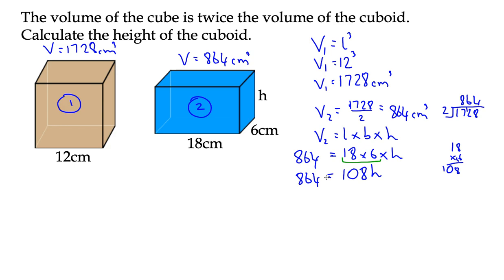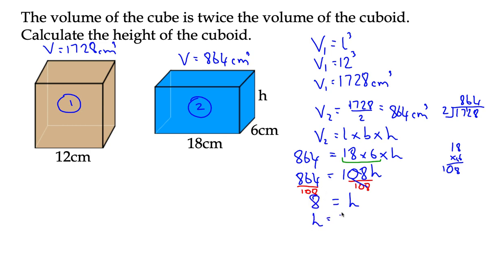So 864 is 108h. How do I move on that equation? Well, 108 is multiplying. So if I divide both sides by 108, that'll leave me h on its own. They'll cancel out. And all I'll need to do is to work out 864 divided by 108. I could use a calculator. I could try and simplify that as a fraction. But a lot of the volume stuff you're going to be doing with calculators anyway, so I don't mind at this stage if you're using a calculator.